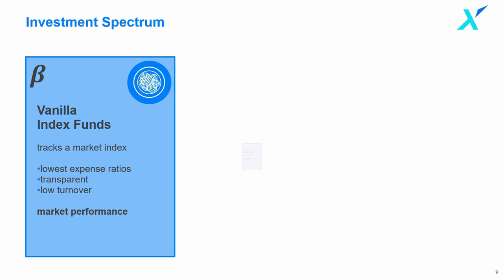So on the left, we've got vanilla index funds. These offer beta exposure to segments of the market or broad market exposure. And as I mentioned earlier, this tends to be market cap weighted. What I mean by that is that every share or company included in the index or in the portfolio is weighted according to its market cap, which is very simply the number of shares in issue multiplied by its price. And that determines the weight or the size of each company within the portfolio.